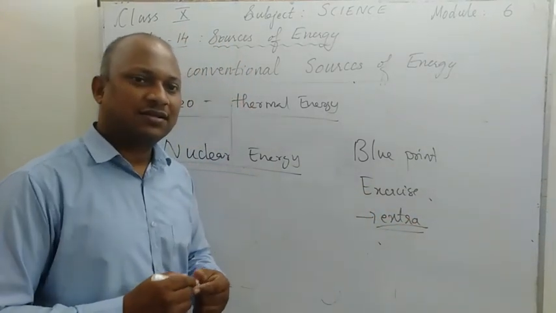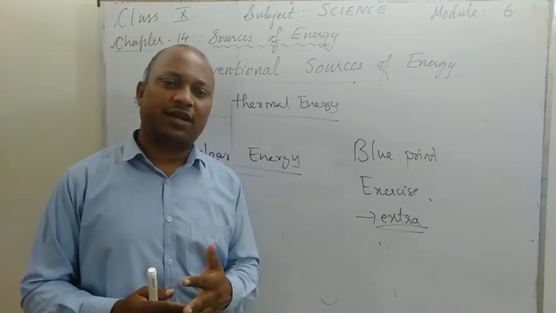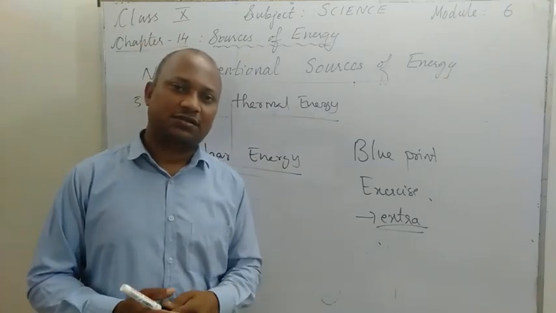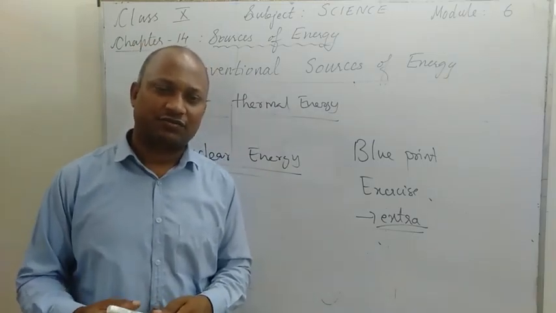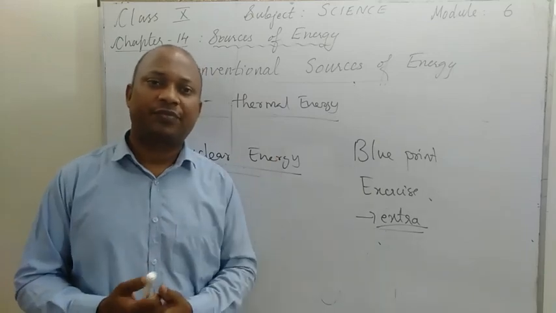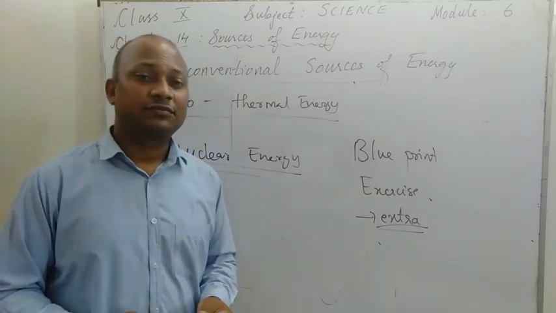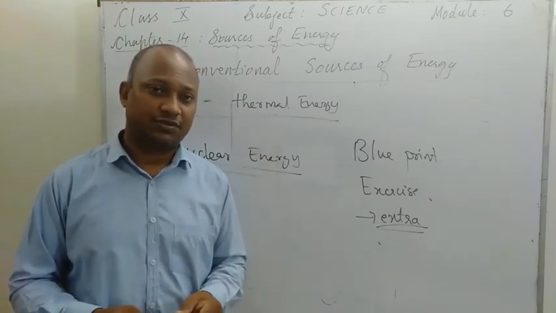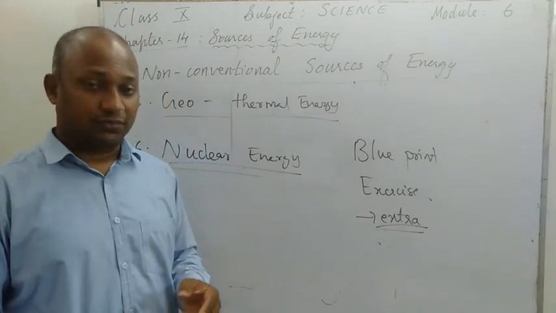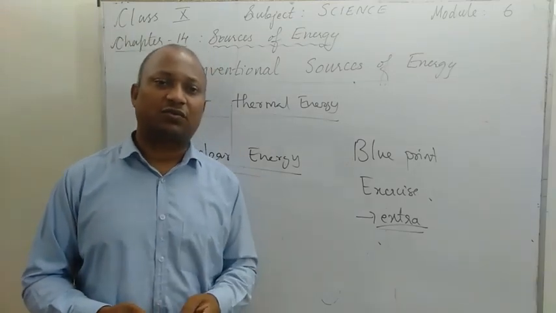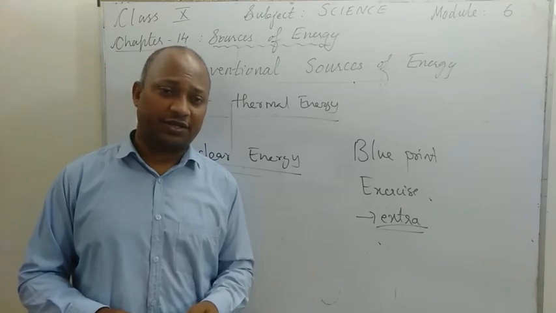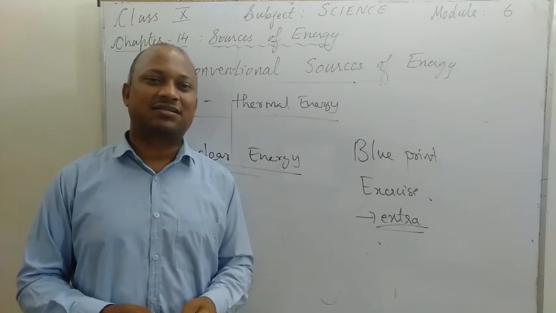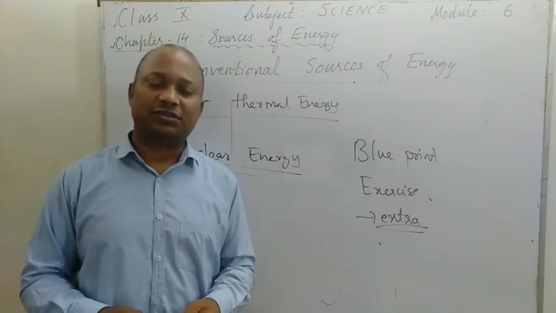So try to answer. These are the two chapters which will come in your first periodical examination. Chapter 10, light, we have covered in 4 modules, and chapter 14, source of energy, we have covered in 2 modules. So total 6 modules we have learned so far for the first periodical examination. So go through all these modules repeatedly and understand the lessons thoroughly and learn the questions and the answers.